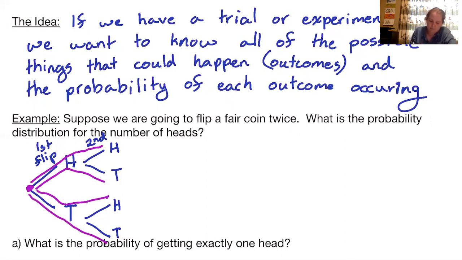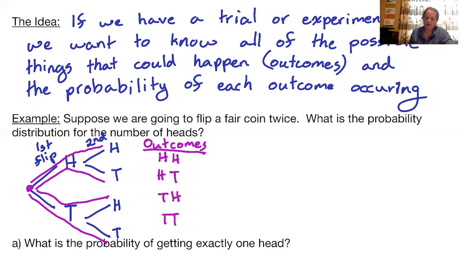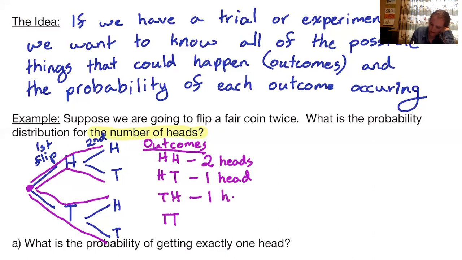So our outcomes, that top one is heads, heads, heads, tails, tails, heads, tails, tails. We're asking about the number of heads. So this is 2 heads, 1 head, 1 head, and 0 heads.